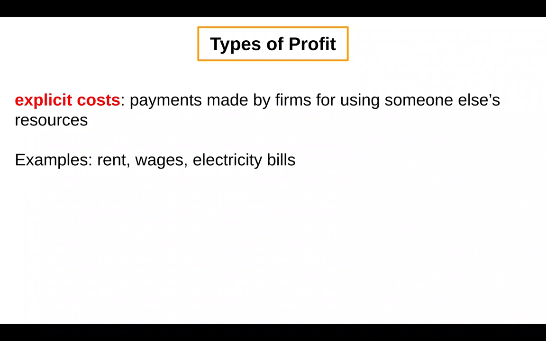Now, when we talk about profit, one thing we need to keep in mind is something called explicit costs. These are payments made by firms for using someone else's resources. So, for example, if a firm has to pay rent, that payment for the building goes to someone else. And so that's a cost for using someone else's resources. In this case, landlord's land. Wages are payments given to workers for the cost of using their resource of labor. So, anytime a firm is paying someone else to use their resources, that is an explicit cost.